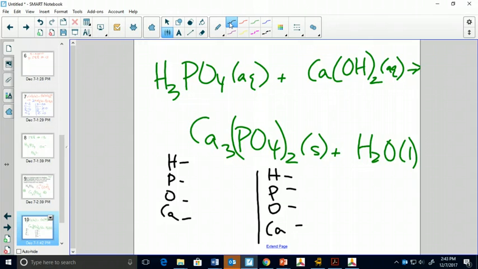So let's start on the reactant side. Notice I have 3 H's here and 2 H's there because it's 2 times 1. So that tells me that I have a total of 5 hydrogens. I only have 1 phosphorus, so 1 goes there. My oxygens, I have 4 here, and I have 2 times 1 there, so that gives me 2. So 2 plus 4 gives me 6 oxygens. And I have only 1 calcium, so therefore I have 1 there.